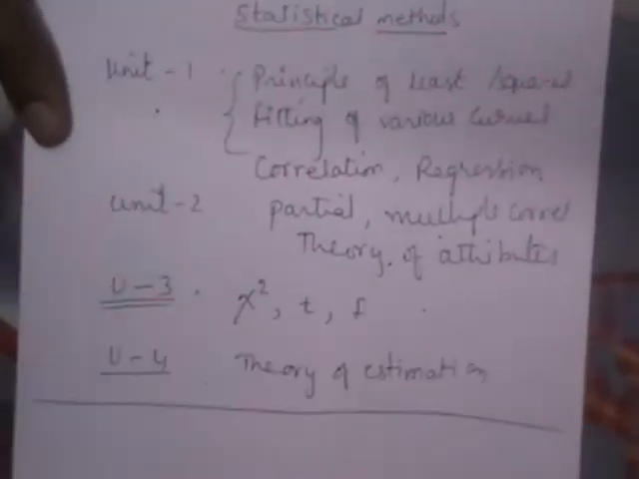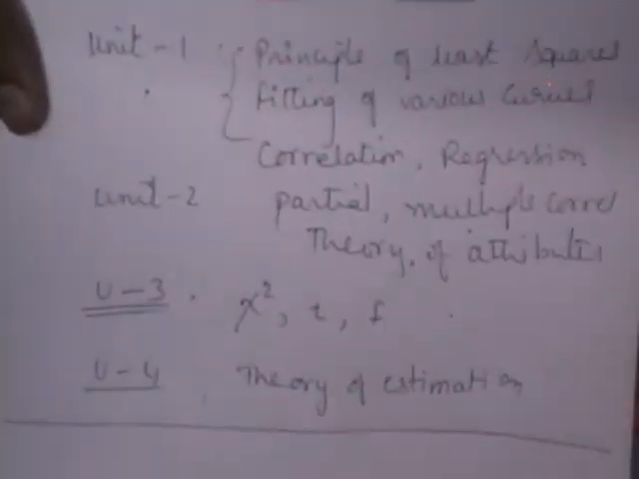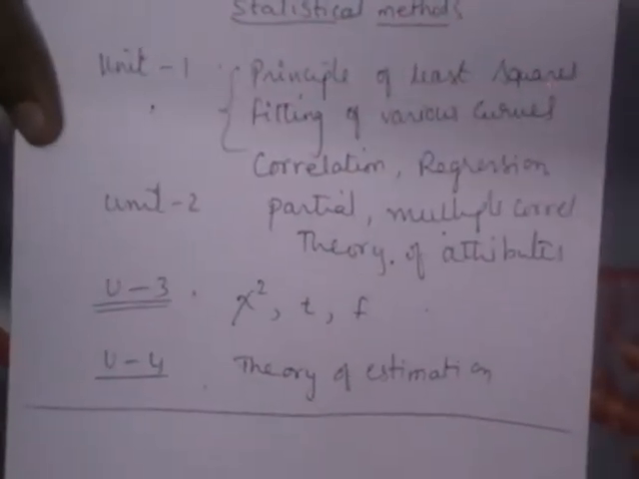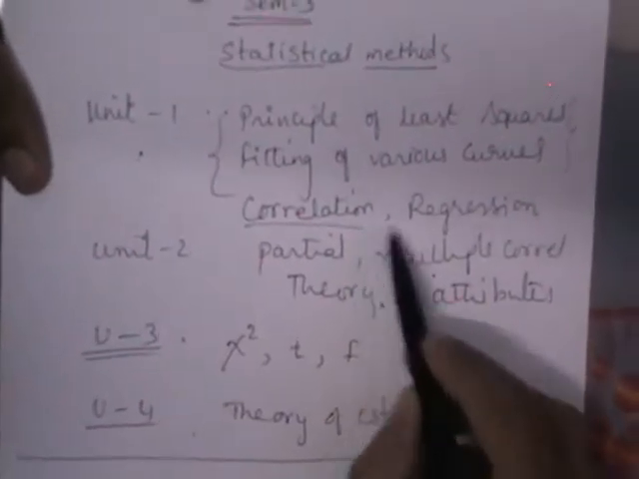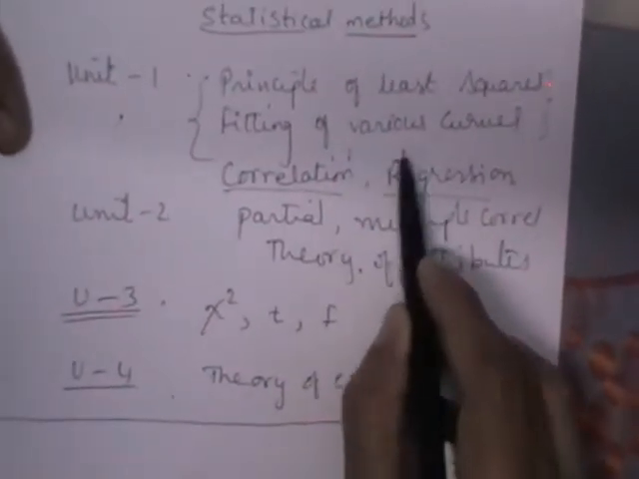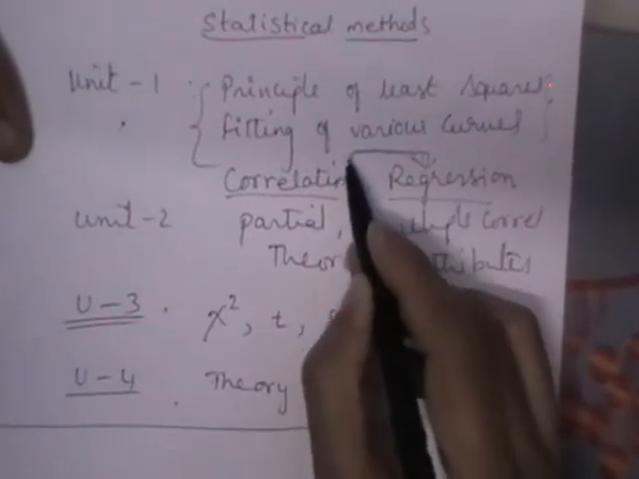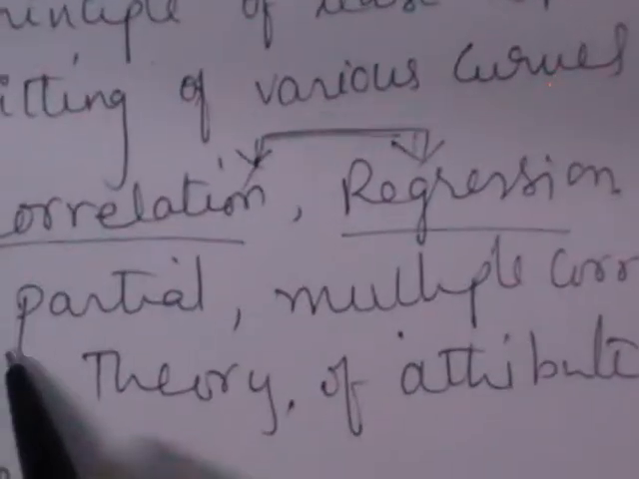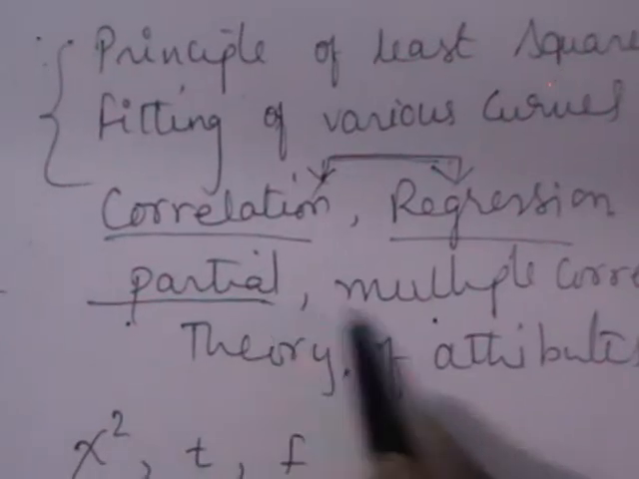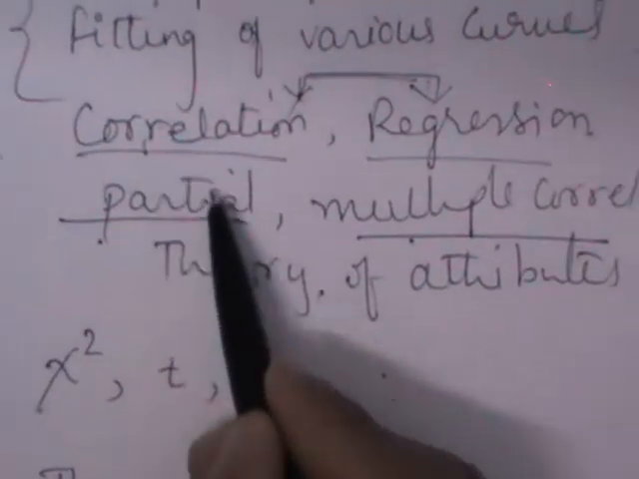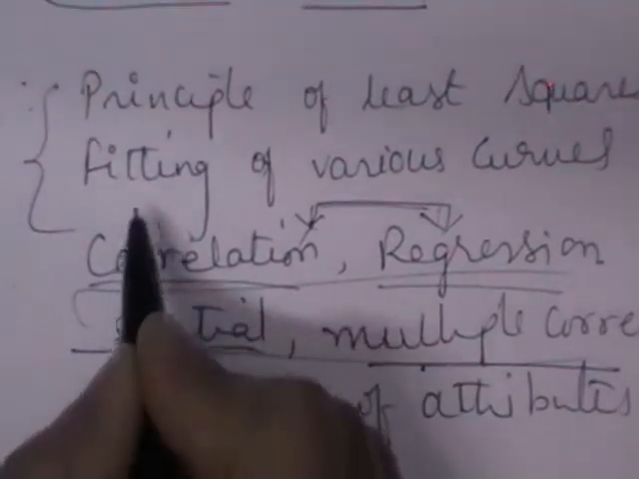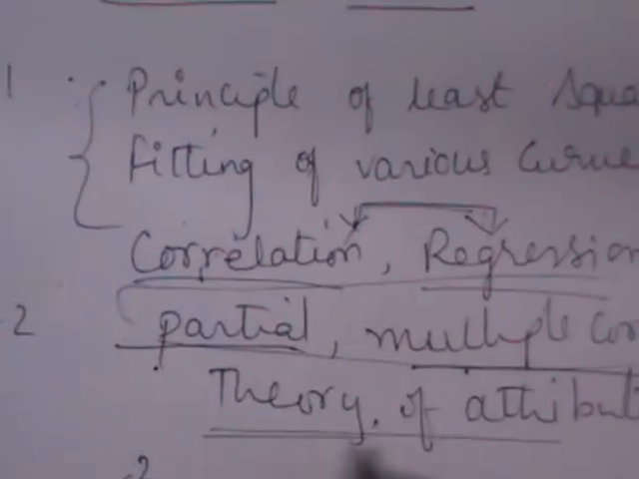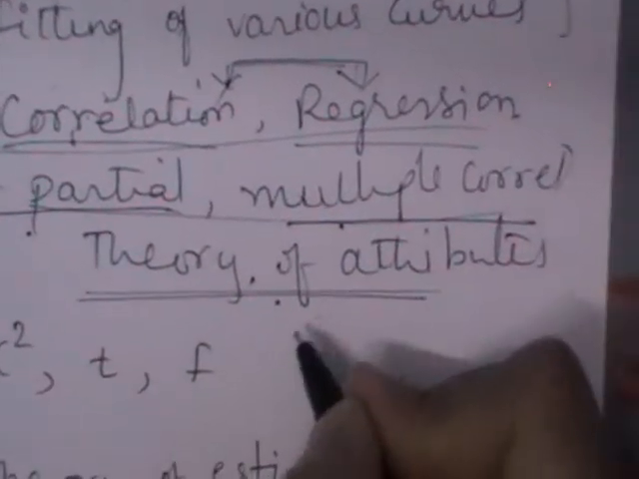If you come to unit 1, you have the principle of least squares and fitting of various curves. These 2 are one topic, correlation is another one, and regression; these 2 are related topics, dependent on each other. In unit 2, you have partial and multiple correlation, where only the first line of unit 2 is a little related to unit 1, and the rest of unit 2 is in no way related to any other topics in your syllabus.